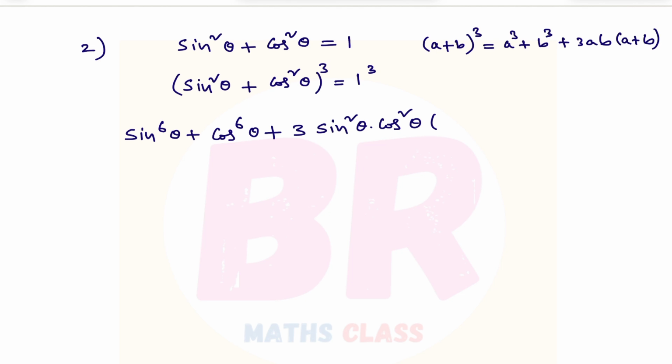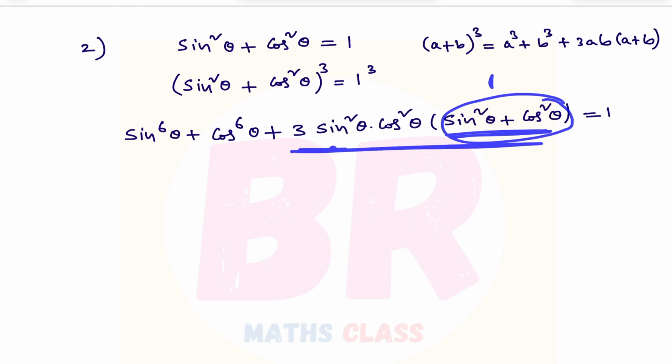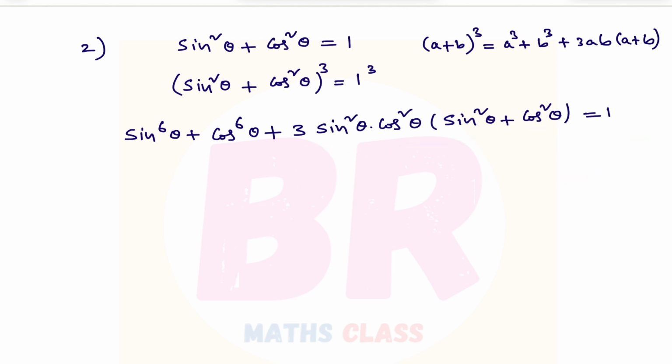A plus b is nothing but sin square theta plus cos square theta. A plus b is sin square theta plus cos square theta equal to 1. Now, if you observe this, this is 1, right? You put 1 here, then what will this become? 3 sin square theta cos square theta. Now, you take this to the right hand side part.